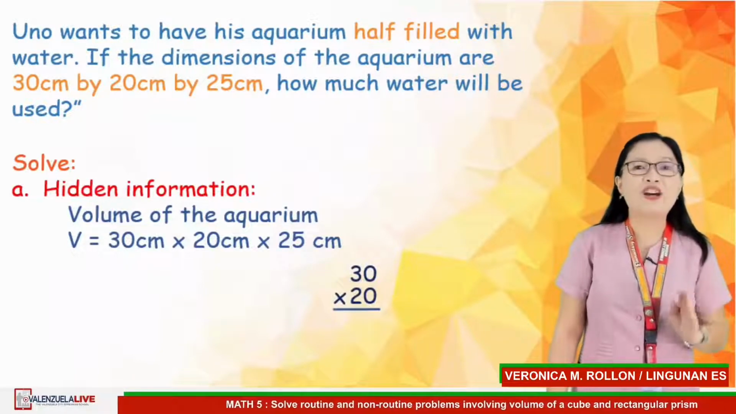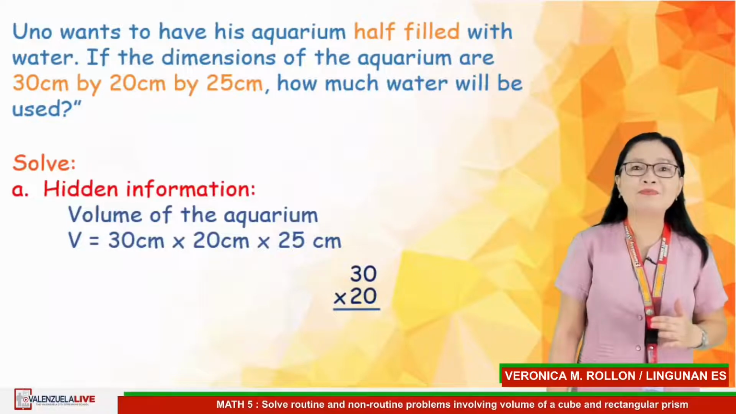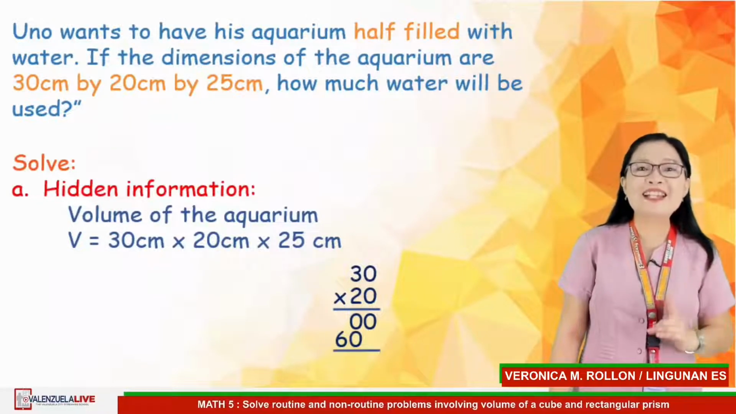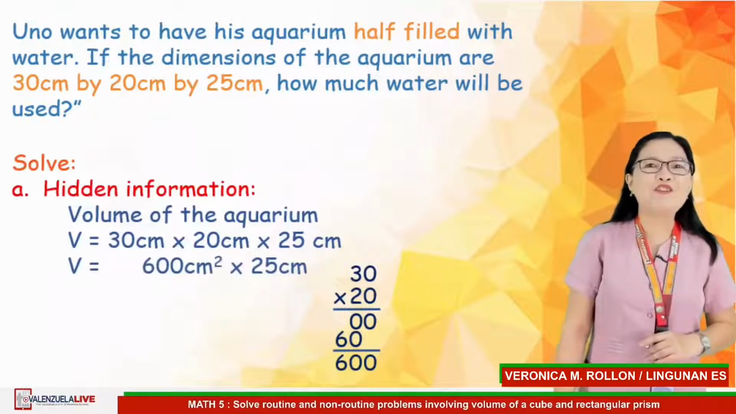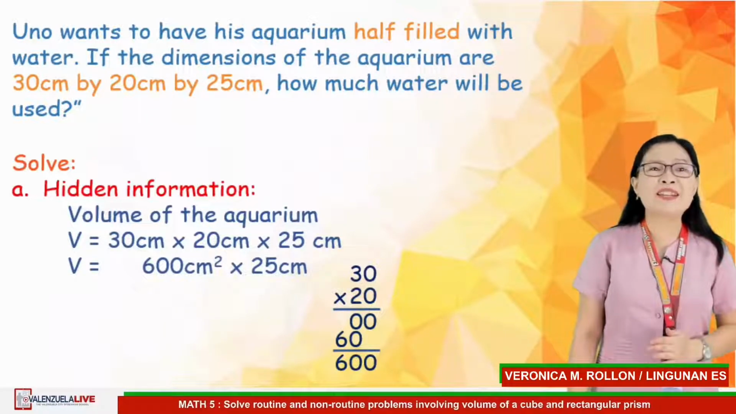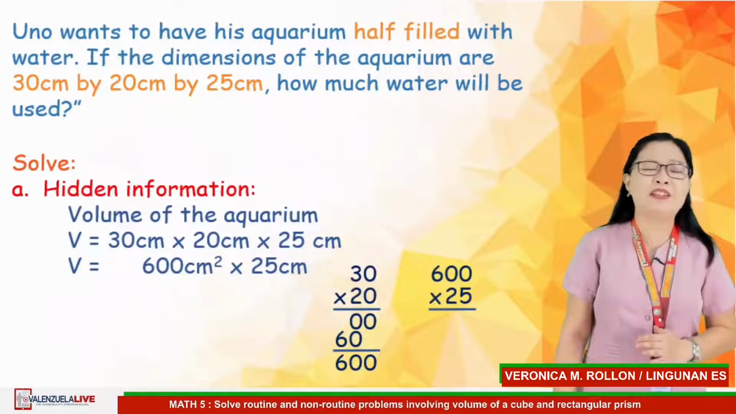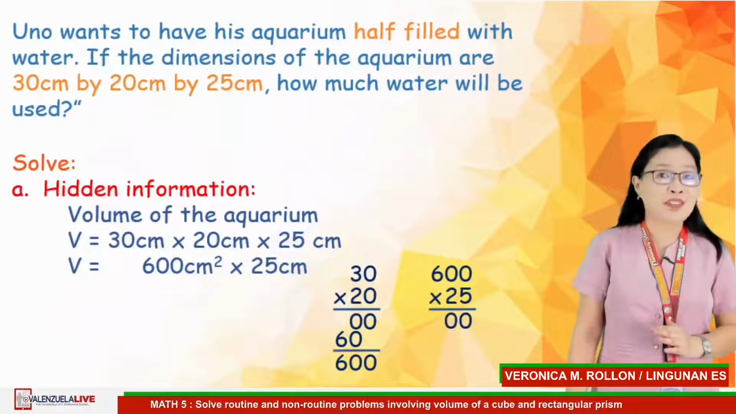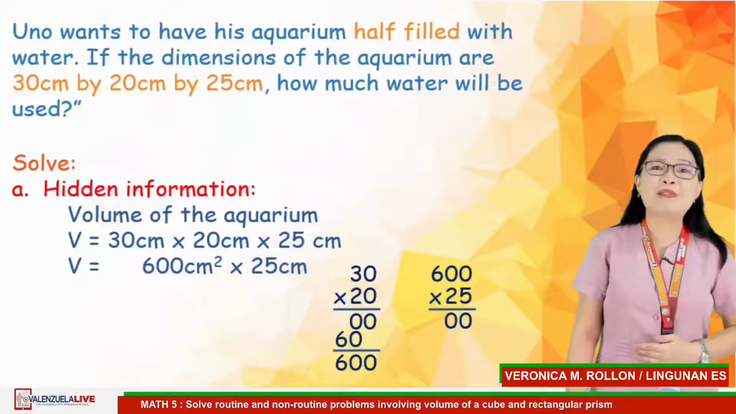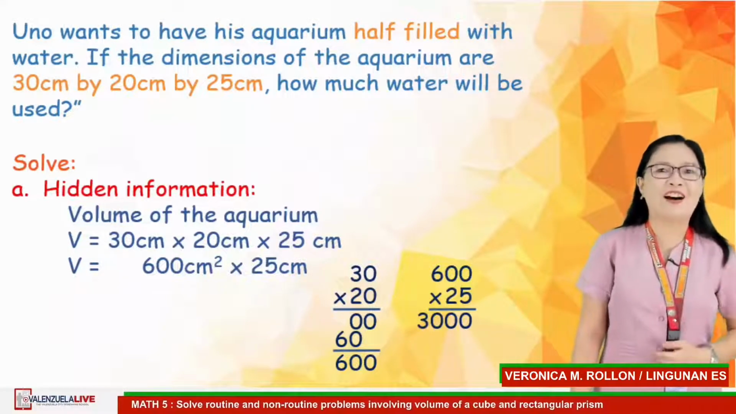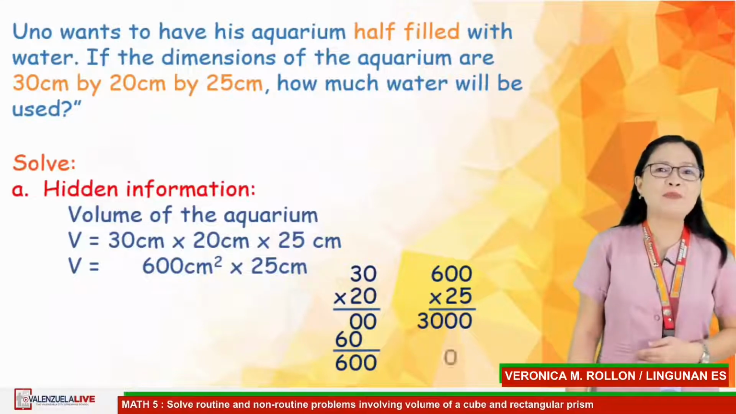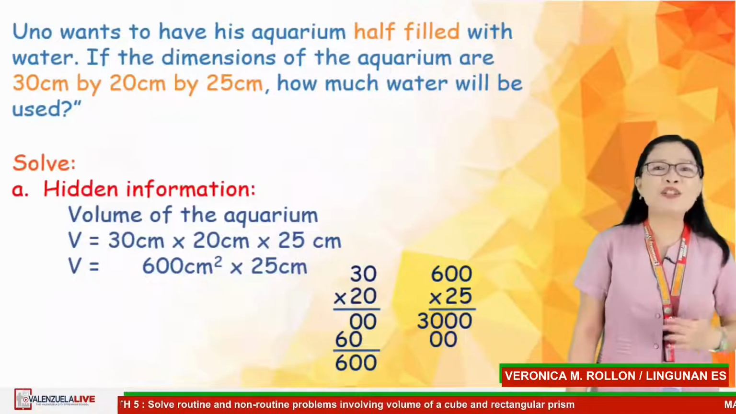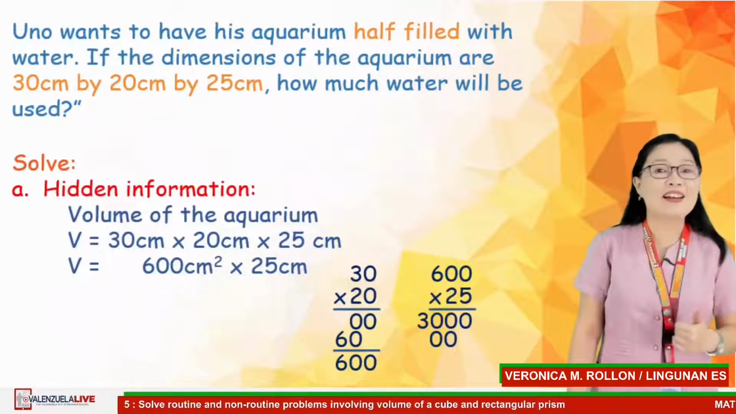So let's have 30 times 20, it's 600. Now, let's multiply 600 times 25. Let's take it one by one. 0 times 5 is 0. 0 times 5 is also 0. 6 times 5 is 30. Now, let's have the second digit. 2 times 0 is 0. 2 times 0, 0 again. And 2 times 6 is 12.